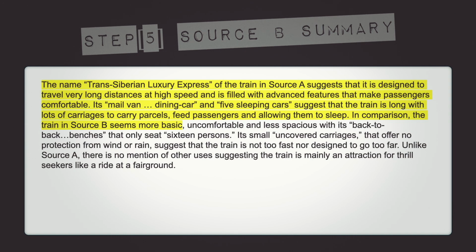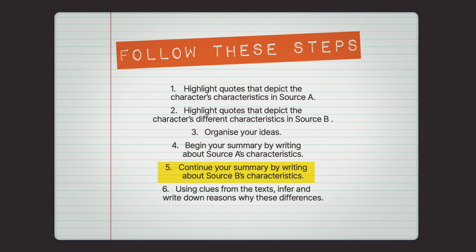Look, the beginning of our source A summary is about how the train travels long distances because of its size, use, and comfort levels. And if you look carefully, the source B summary is also organized in the same way about the shorter distance it travels because of its smaller size and lower comfort levels. Okay, step 6, using clues from the text. Write down reasons why these differences exist. Remember, you shouldn't ignore the introductions.